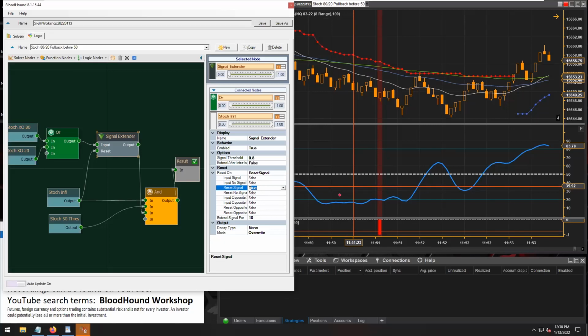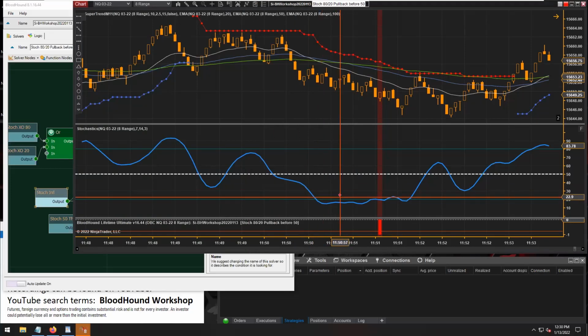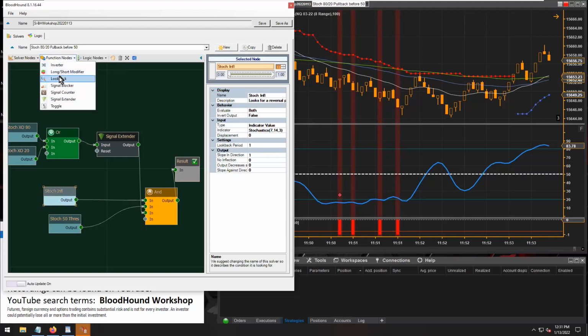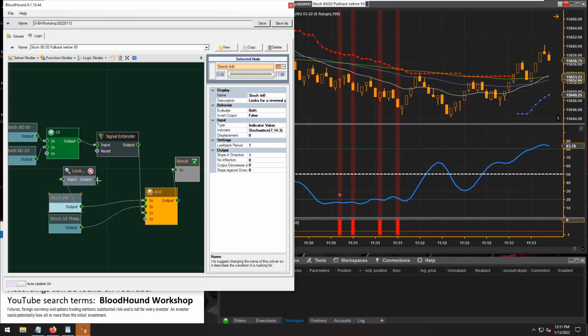One last thing. If you notice, the first signal got killed. That's because the inflection is turning the signal extender off on the bar where the signal is that we want. So we need to delay the inflection solver's signal by 1 bar. We can do that by using a look back. I can connect that in and connect that in.